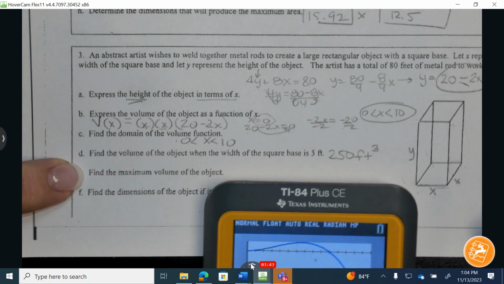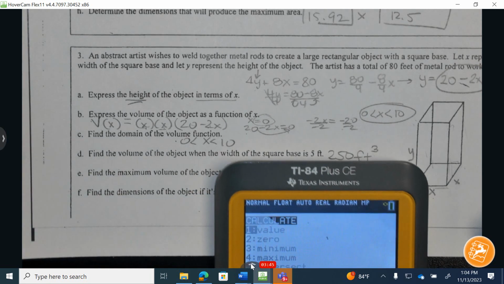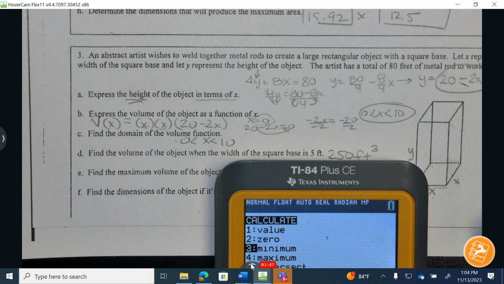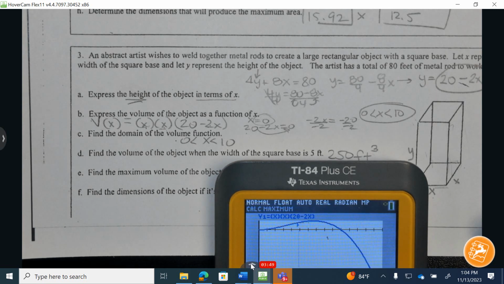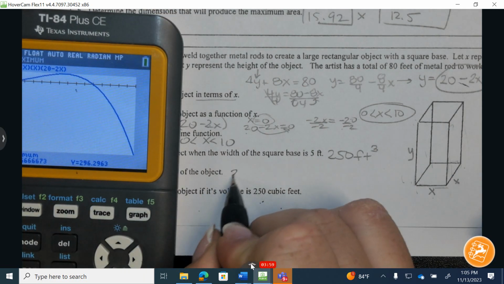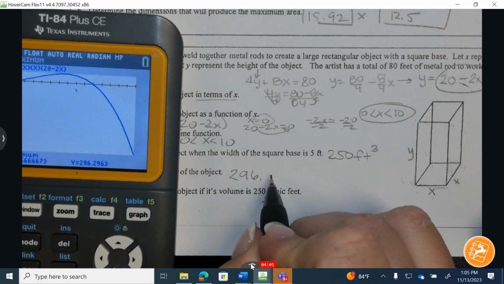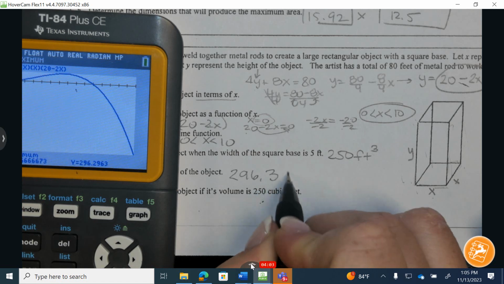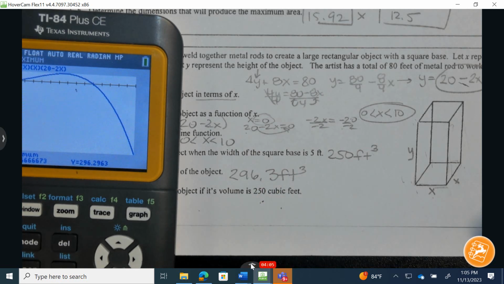Find the maximum. So I have my picture. Let's find the maximum. Second trace maximum, somewhere to the left, somewhere to the right, and now we're guessing. Okay, so keep in mind, you can see our numbers down below. So our maximum volume is 296.5, I'm going to round here, 0.3 feet cubed.